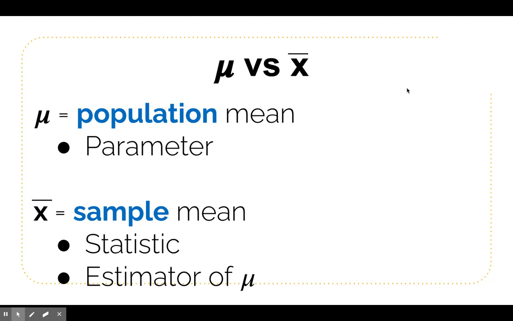So just a reminder of the notation, mu, that little funky looking u, is the symbol for the population mean. It's the parameter symbol that we use for the population mean. And then x with the line over it, which is read as x bar, is the sample statistic. It's the sample mean, and we use that to estimate mu.